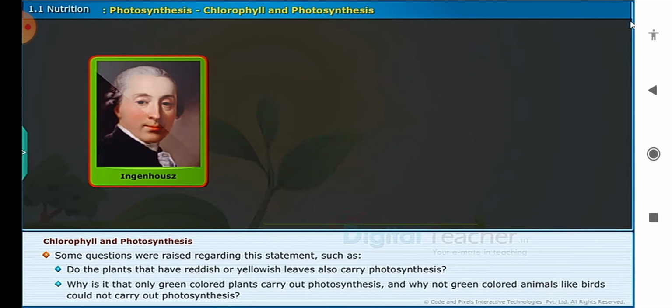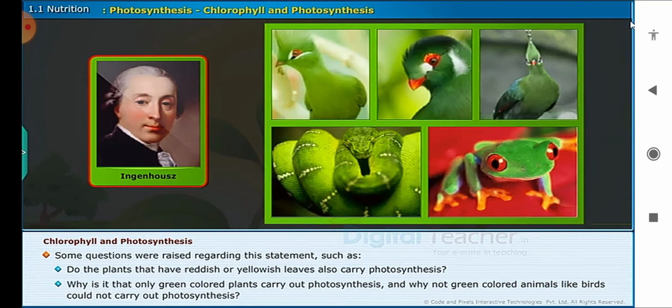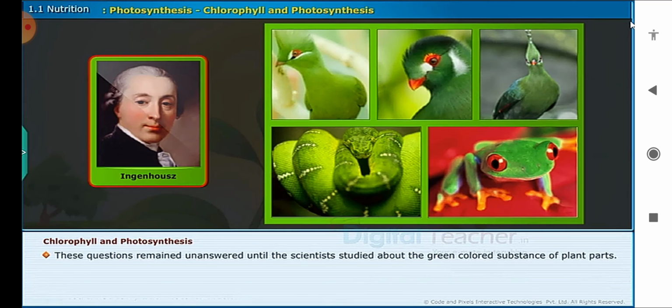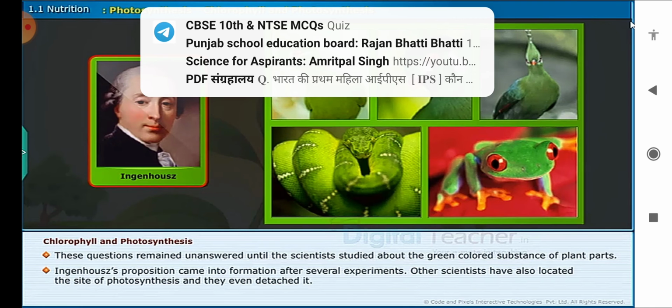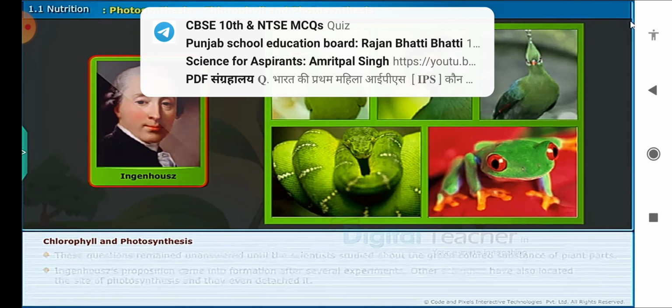Why is it that only green-colored plants carry out photosynthesis, and why could green-colored animals like birds not carry out photosynthesis? These questions remained unanswered until the scientists studied the green-colored substance of plant parts. Engelmann's proposition came into formation after several experiments. Other scientists have also located the site of photosynthesis and they even detached it.